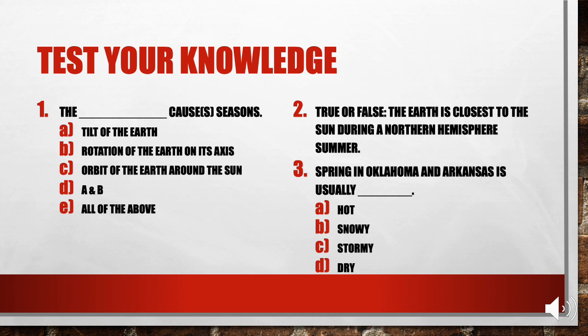All right, here are the correct answers. If you chose D, both the tilt of the Earth and the rotation of the Earth on its axis cause the seasons. False, the Earth is not closest to the Sun during a Northern Hemisphere summer. And C, spring in Oklahoma and Arkansas is usually stormy. Then you absolutely aced this test.